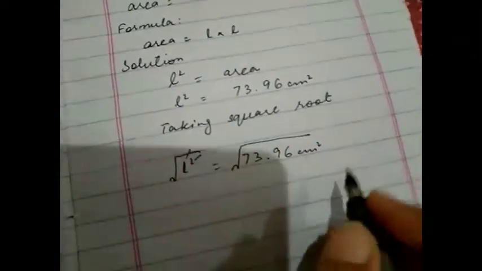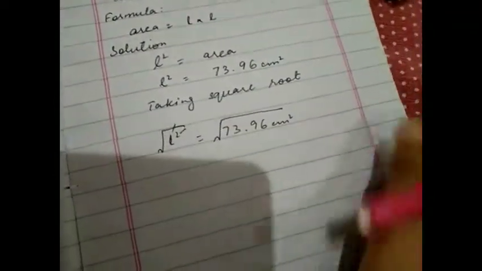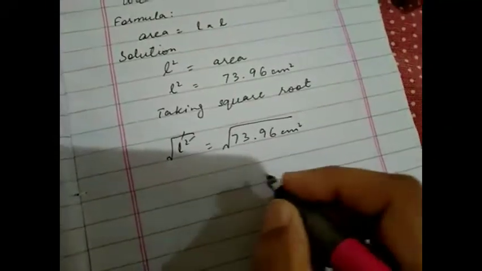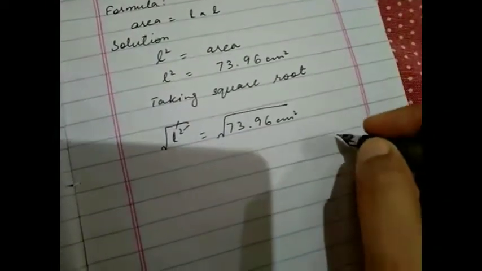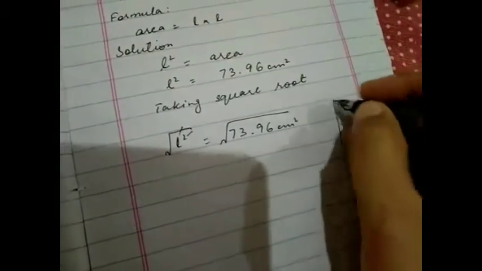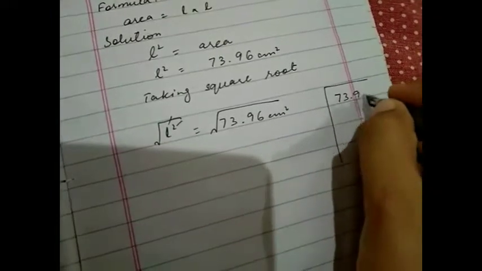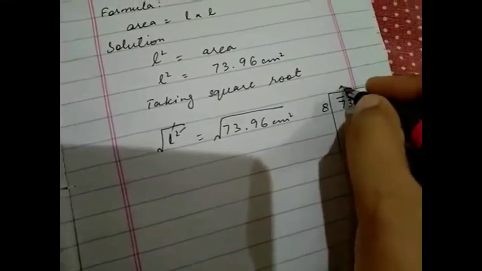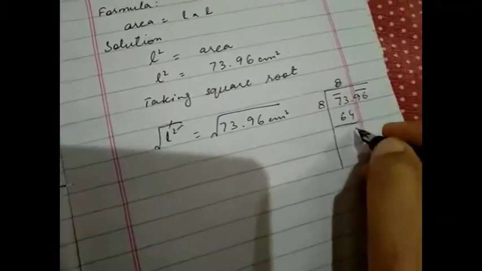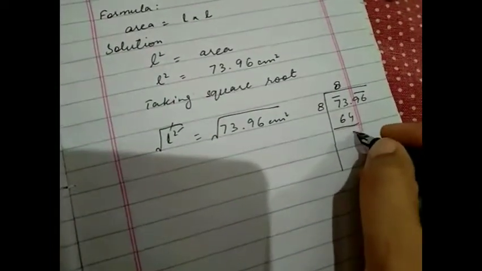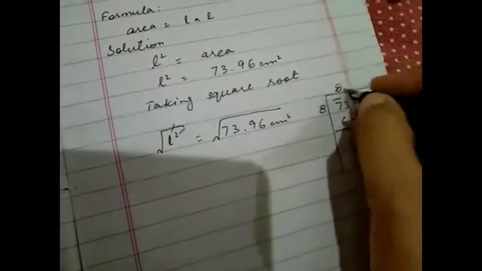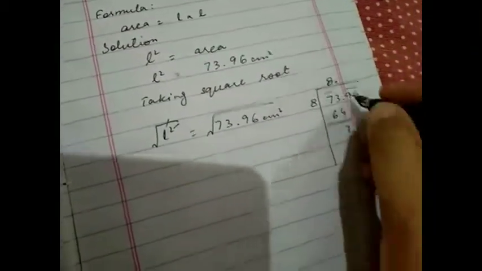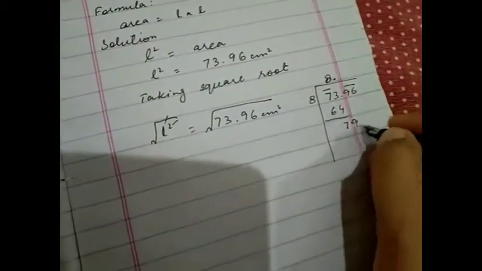You can use any method to find the square root, as we have discussed two methods, which are prime factorization and division method. I will use the division method for the solution. For 73.96, it's 8 8 64. The remaining value is 7. The point will be placed in the answer and I will get the next pair, 96.